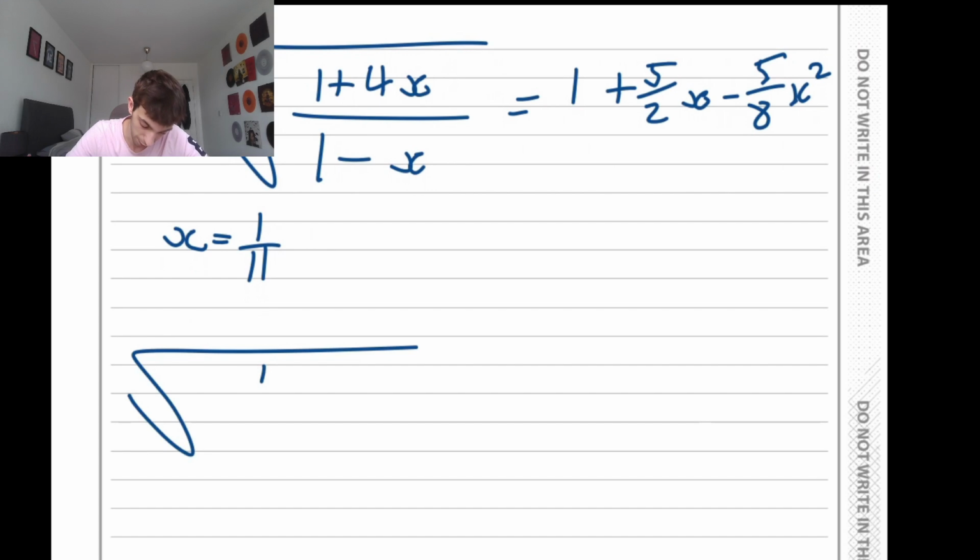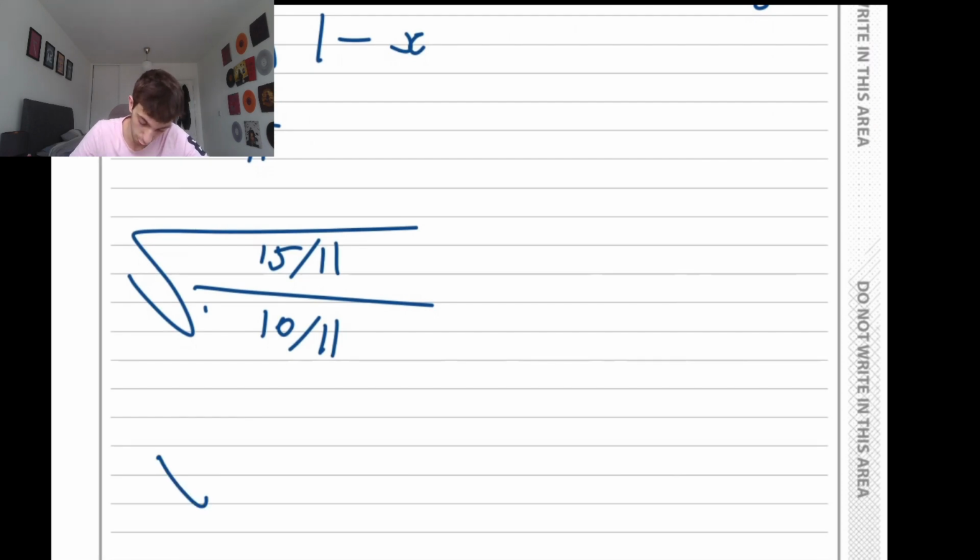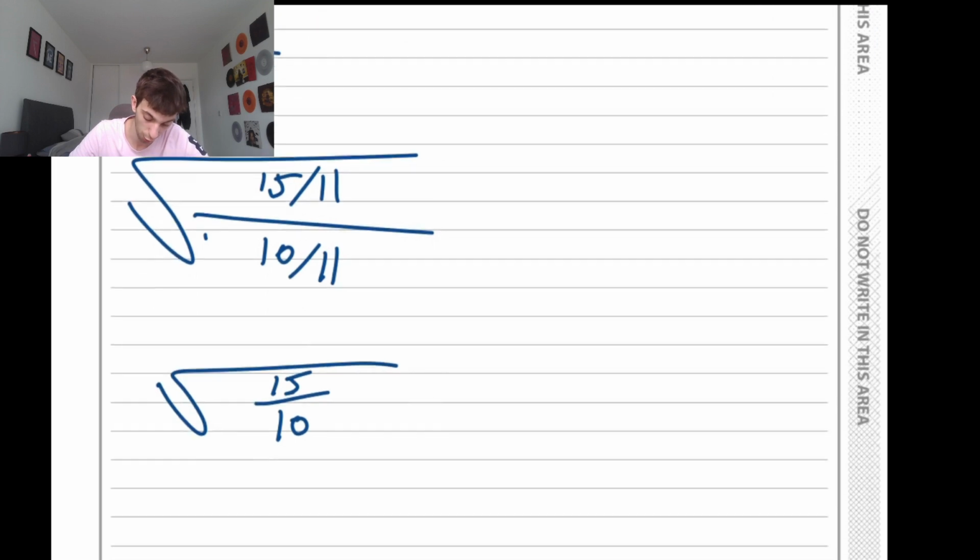That's 15 over 11. So we have 15 over 11 on the numerator. The denominator, we have 1 minus 1 over 11. So that's just going to be 10 over 11. That's going to leave us with 15 over 10, because these 11s are both in the denominator. We can multiply the top and the bottom of the fraction by 11 without changing it. So that leaves us with the square root of 15 over 10. 15 over 10 is the same as 3 over 2.